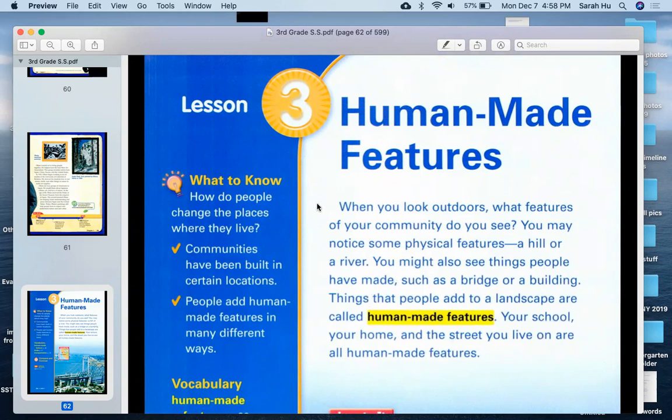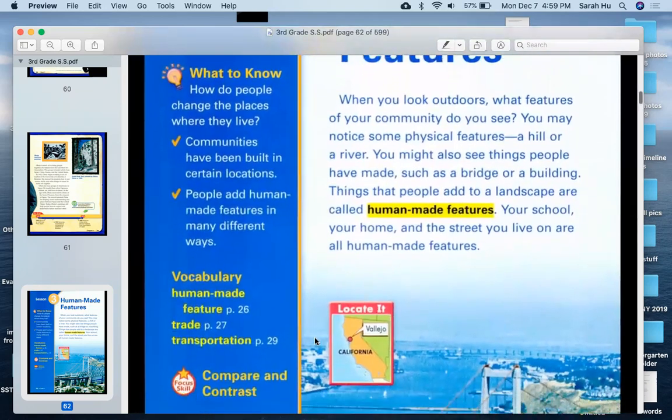Lesson 3, human-made features. When you look outdoors, what features of your community do you see? You may notice some physical features, a hill or a river. You might also see things people have made, such as a bridge or a building. Things that people add to a landscape are called human-made features. Your school, your home, and the street you live on are all human-made features.